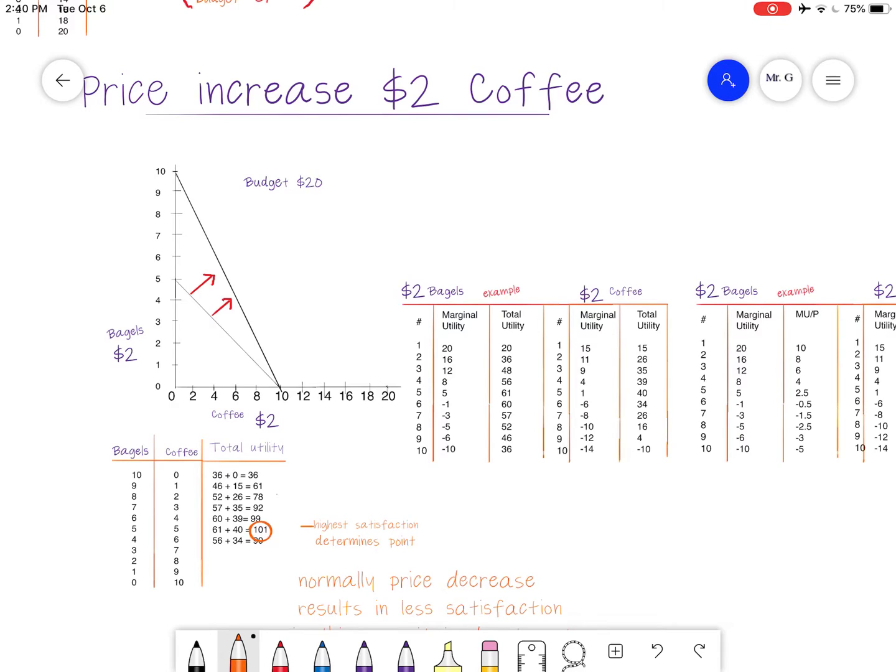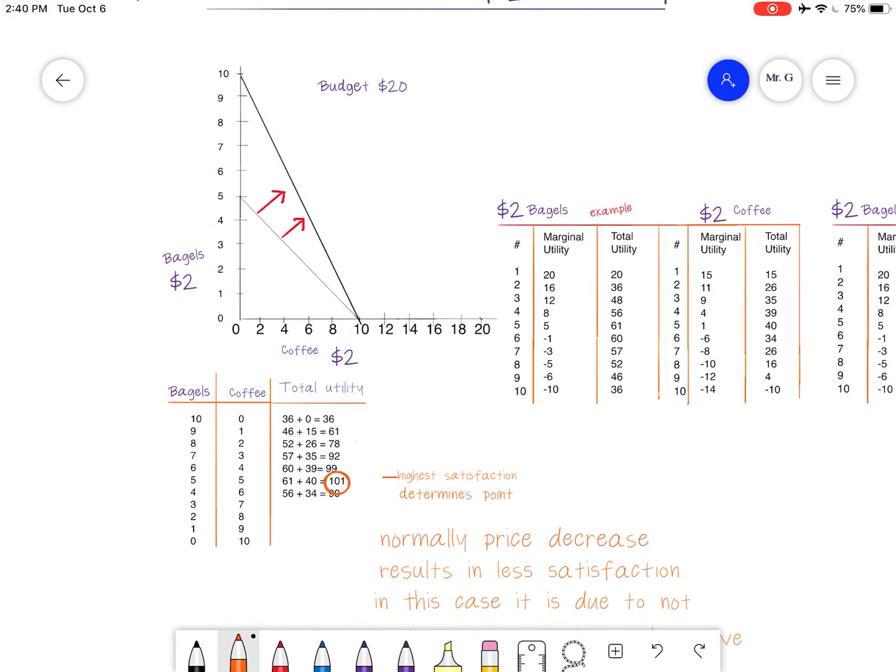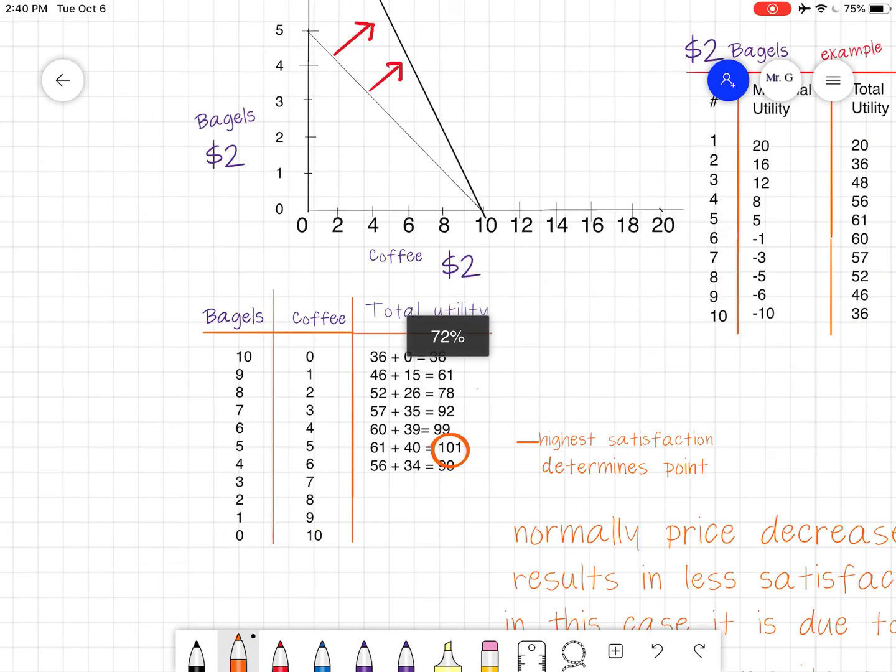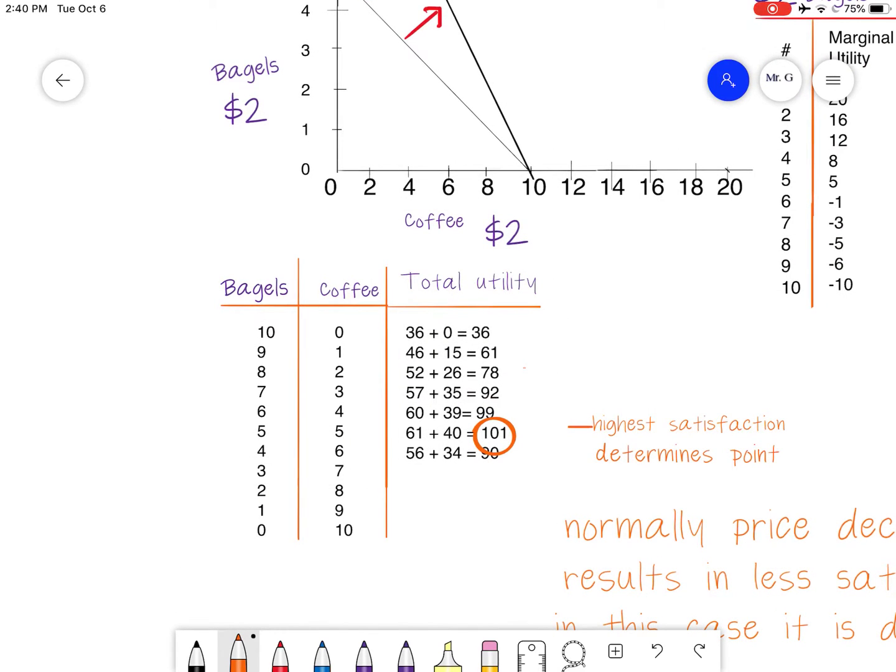And so what did this do? You can see our opportunity set is also going to be different. And we can see that now the numbers are less for the number of coffees we can afford. And then I had to take the total utility at each of those amounts. So, still for 10 bagels, it's 36 utilities, 0 coffees, total 36, nothing changed. But now we're at 9 bagels and only 1 coffee. So it's 46 plus 15, okay? And if we go through it, we find that the best example is at 5 bagels and 5 coffees.